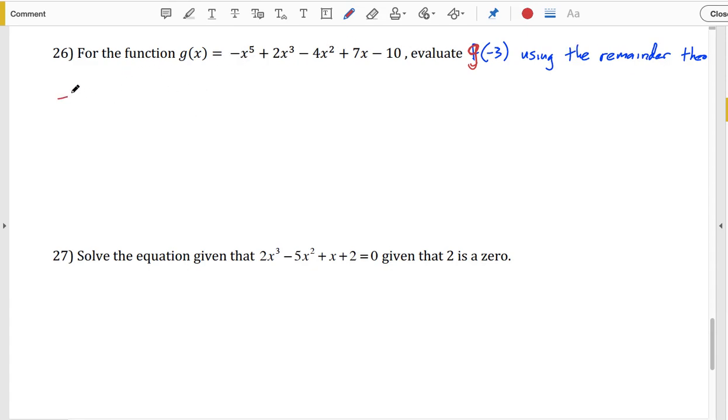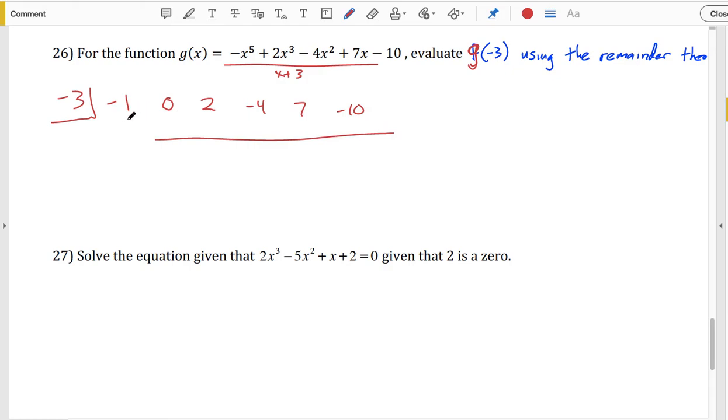So we put negative 3 in the box because, again, we're dividing this whole thing by x plus 3. Remember, that's what the remainder theorem states. Take home message, you have to put negative 3 in this box. And now we put our coefficients. So we've got negative 1. There is no x to the fourth term, so we put 0 for that. We've got a 2 for the x cubed term, negative 4 for the x squared term, positive 7 for the x term, and negative 10 for the constant term.